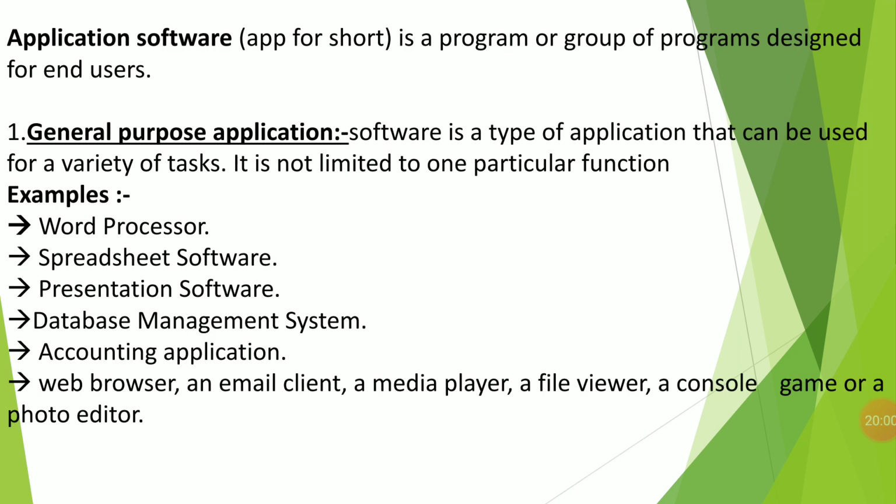Next I am going to discuss is application software. Application software is a program or group of programs designed for end users. The first application software that we have is general purpose application software.